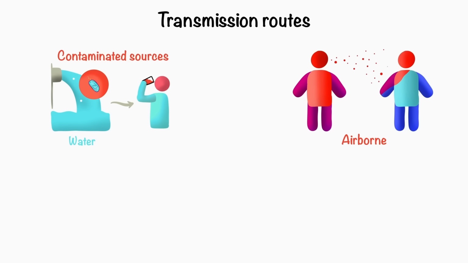Airborne transmission forms our second route. Some pathogens travel through air currents, particularly in moisture droplets released during respiratory actions like coughing. Respiratory infections commonly spread this way.